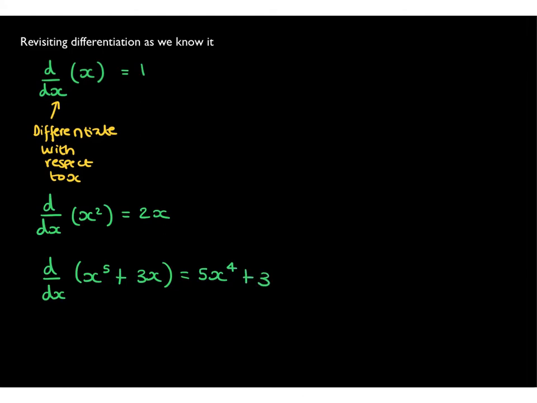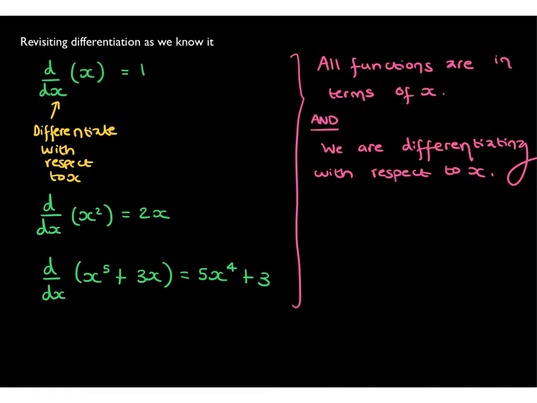So far, when we've looked at differentiation, the function being differentiated is in terms of x, and we are also differentiating with respect to x. So the key principle here is that the functions are all in terms of x, and they are being differentiated with respect to x. So we are differentiating a function expressed in terms of one variable with respect to the same variable. Now, it doesn't have to be x.